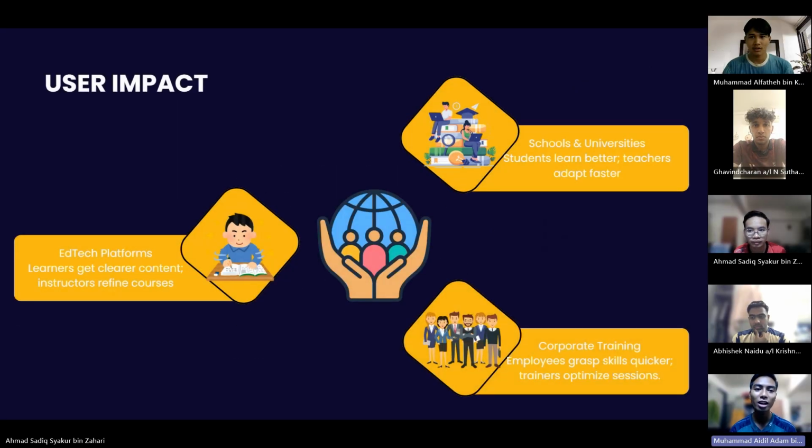We already know the target users and target market. So, how about the impact? There are three impacts. First, school and university students learn better and teachers can adapt faster. Other than that, on edtech platforms, learners get clearer content and instructors refine courses. And the last one is corporate training, where employees grasp skills quicker and trainers optimize sessions.